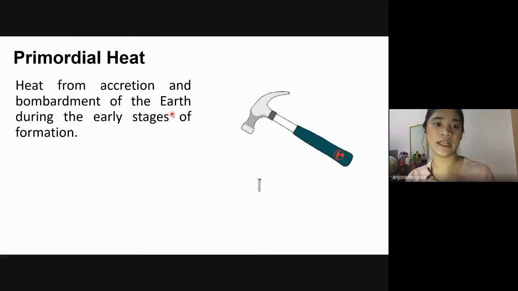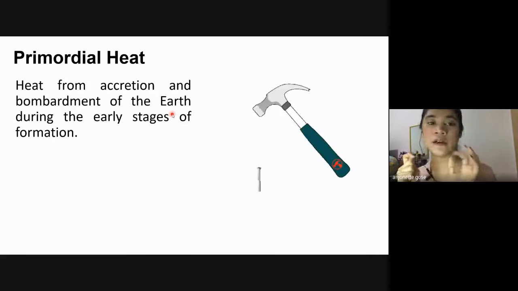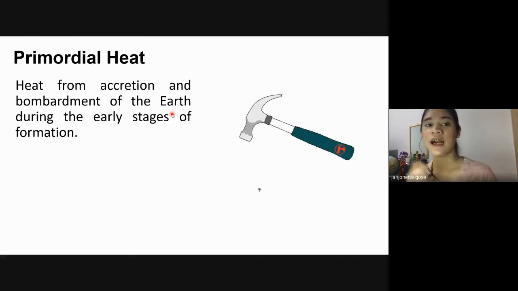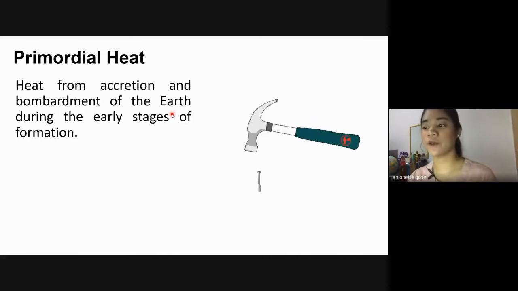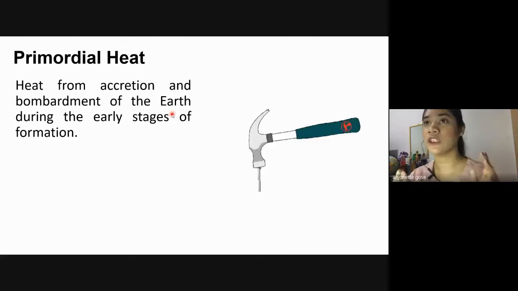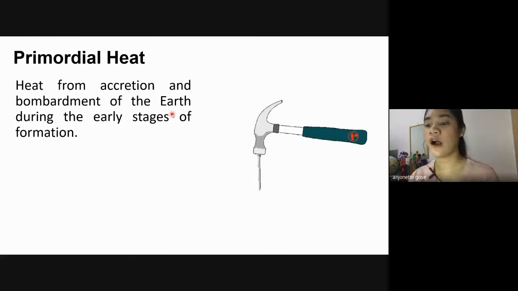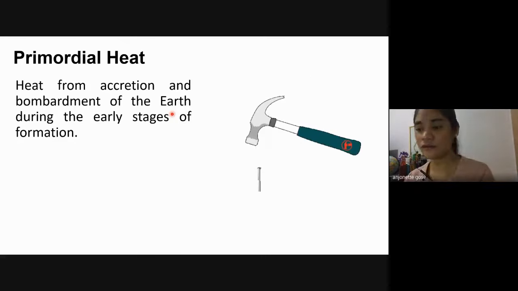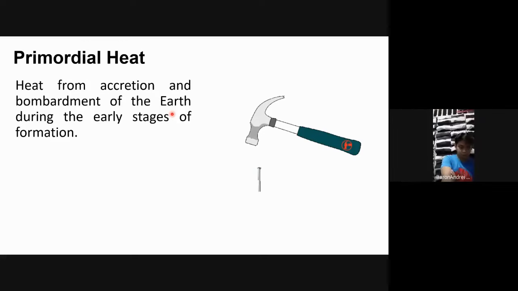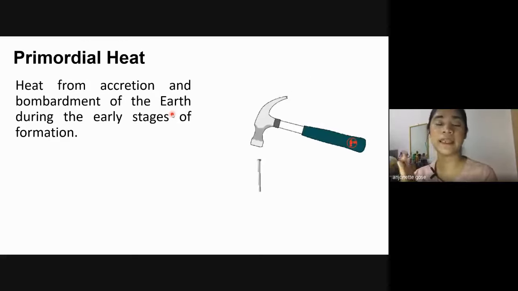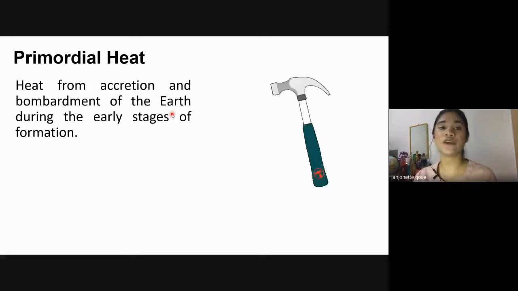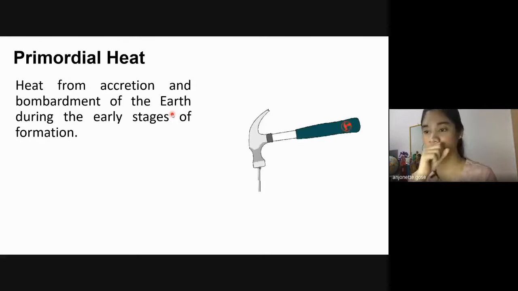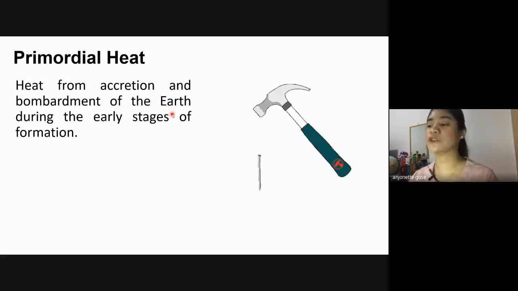O kahit sa hindi sa nail, kahit yung martilyo na lang, yung metal surface ng hammer, pag pinupok mo ito sa any surface, after a couple of minutes, ano yung mararamdaman ninyo sa metal surface ng hammer? May init po. Okay, may init na nare-release. Kasi yun nga yung tinatawag natin as friction. Now, paano natin i-apply ito sa primordial heat na tinutukoy natin?